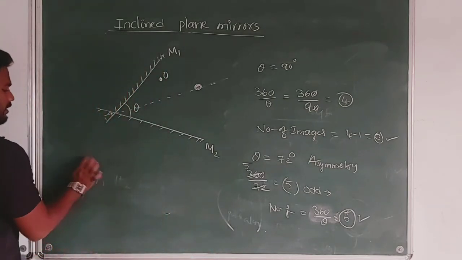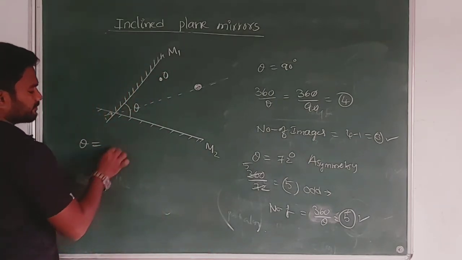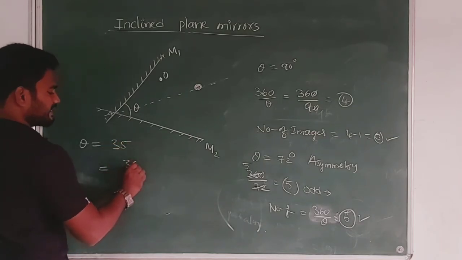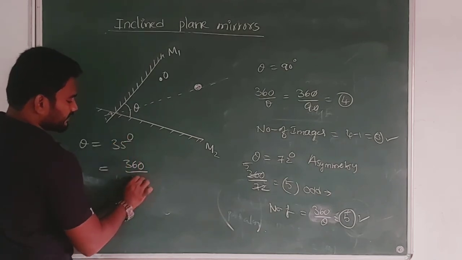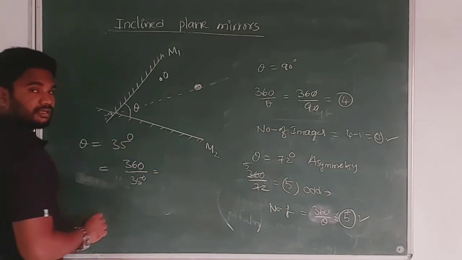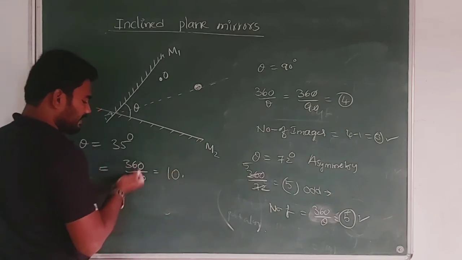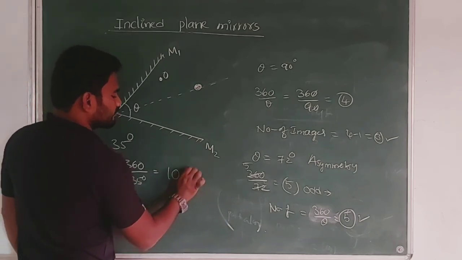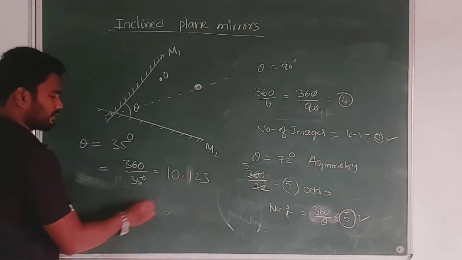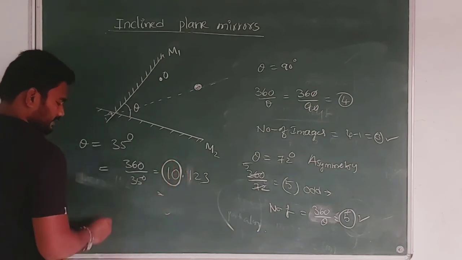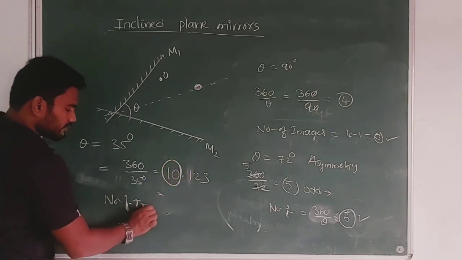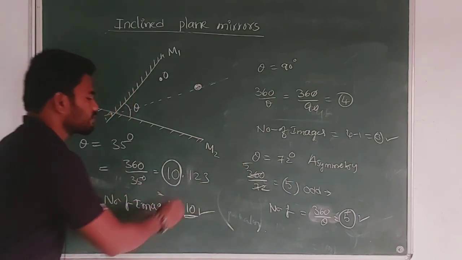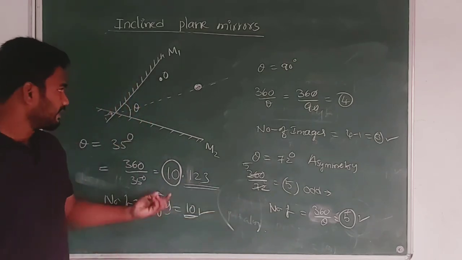Next question. Let me consider the theta angle is 35 degrees. So what happens here? We have to find 360 by 35. Are you understanding what I am telling? Let me consider the fraction came like 10.123, not an exact value. Then the integer part alone we have to take. The number of images is equal to 10 itself. In this way we have to consider. We should not consider any fractional part here. I hope you are understanding this.